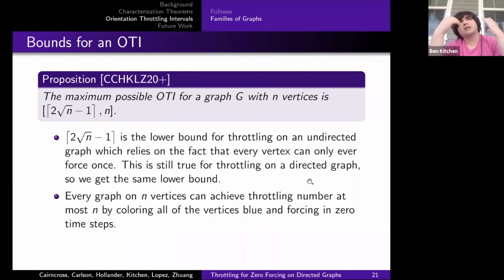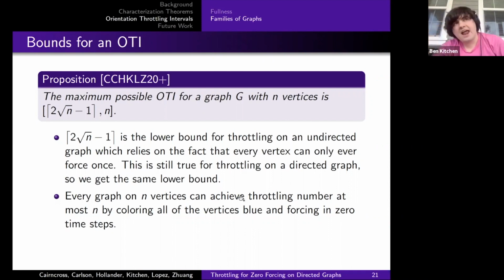The reason for this lower bound is that we can find the same lower bound when we're throttling an undirected graph. Finding this lower bound relies on some calculus that derives from the fact that every vertex can only ever perform a force once. This restriction still exists when it comes to throttling on an oriented graph, which means we can use the exact same calculus and get the same lower bound.